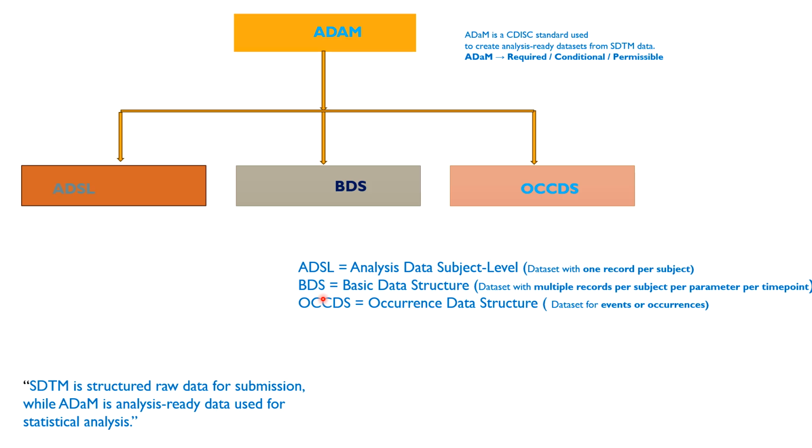The second one is BDS. BDS means Basic Data Structure. This dataset has multiple records per subject, per parameter, per time point. This is the structure of BDS. OCCDS means Occurrence Data Structure. Occurrence means something happened; the dataset is for events or occurrences. Let's discuss one by one: ADSL datasets, BDS datasets, and OCCDS datasets.